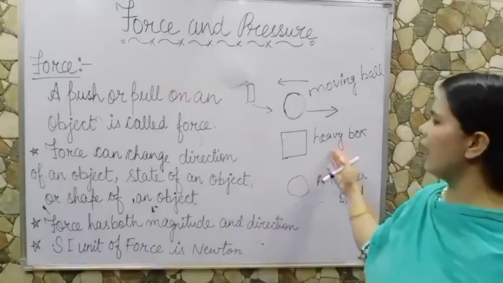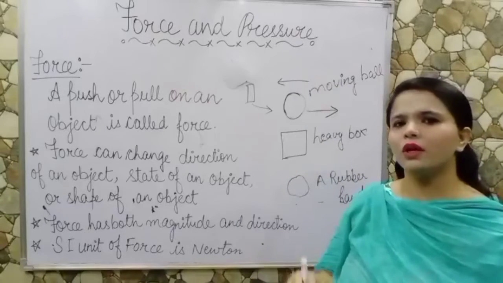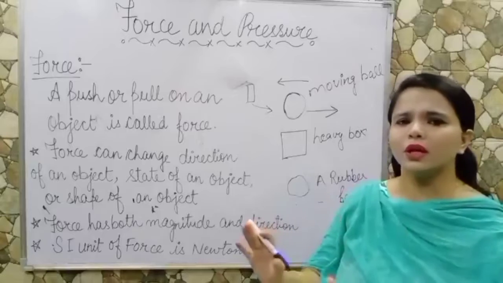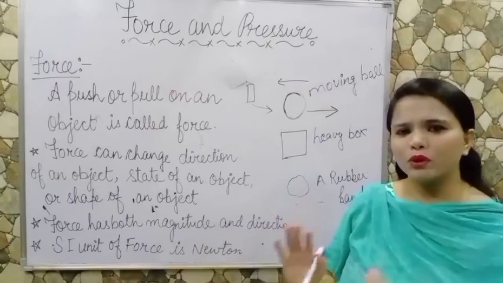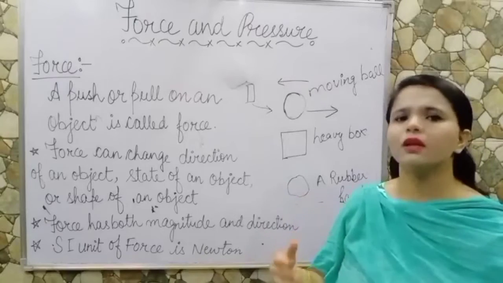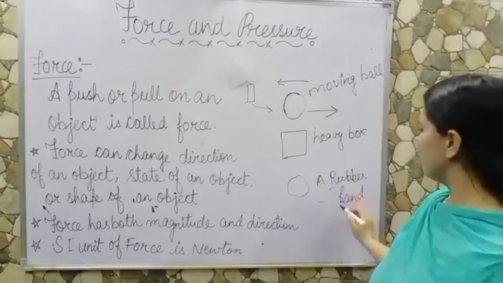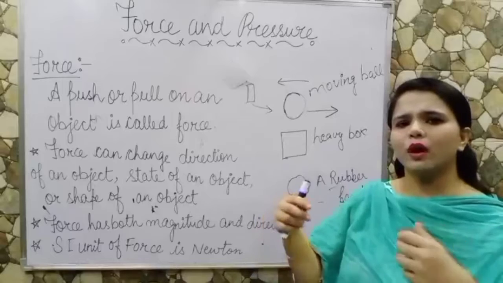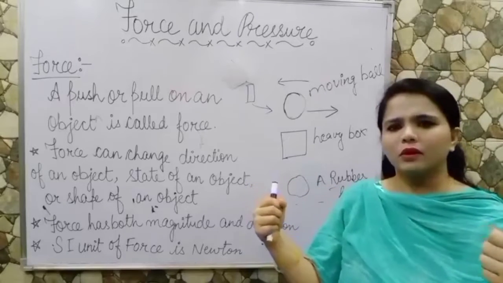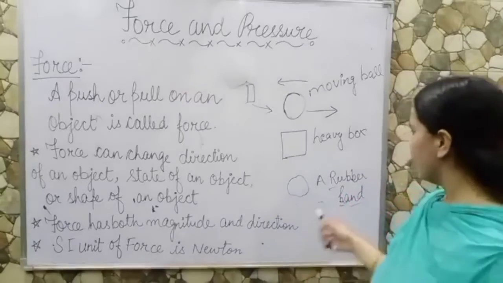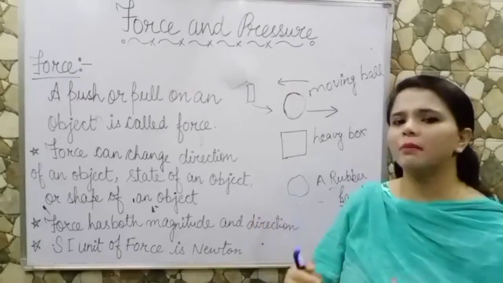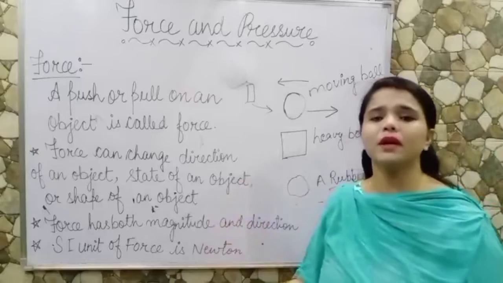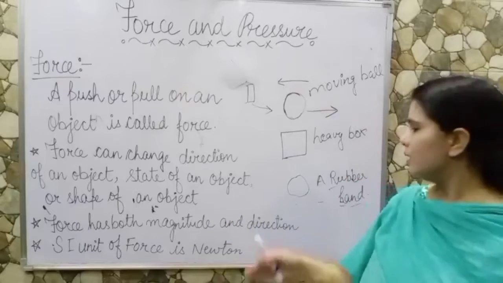Now see another example, a heavy box. You have a heavy box in your room and you don't want it. Now what will you do? You can push it to another room, right? So by pushing it, you see that the box starts moving. Third, a rubber band. See how shape changes due to force. You have a rubber band and you are stretching it. You are pulling it hard. So you will see that the rubber band is stretched out and its shape is changed. So now you can say that force can change the direction of an object, the state of an object, as well as what? The shape of an object.